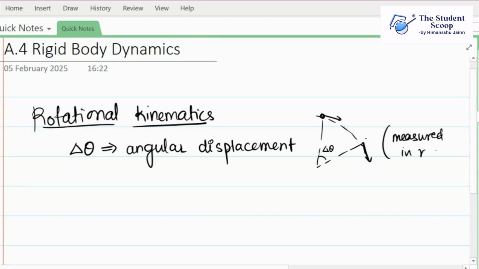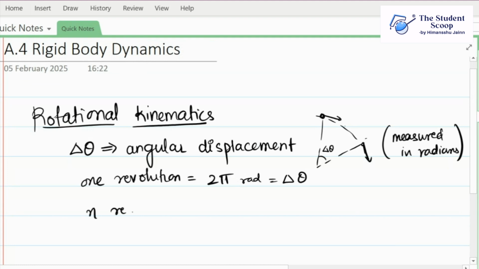Correct? Now, one thing that we need to know exactly: one revolution is equivalent to 2 pi radians worth of angular displacement. Okay, so this is the thing that we need to know. So if I give you n number of revolutions, that will be n into 2 pi as your angular displacement. So always remember this.